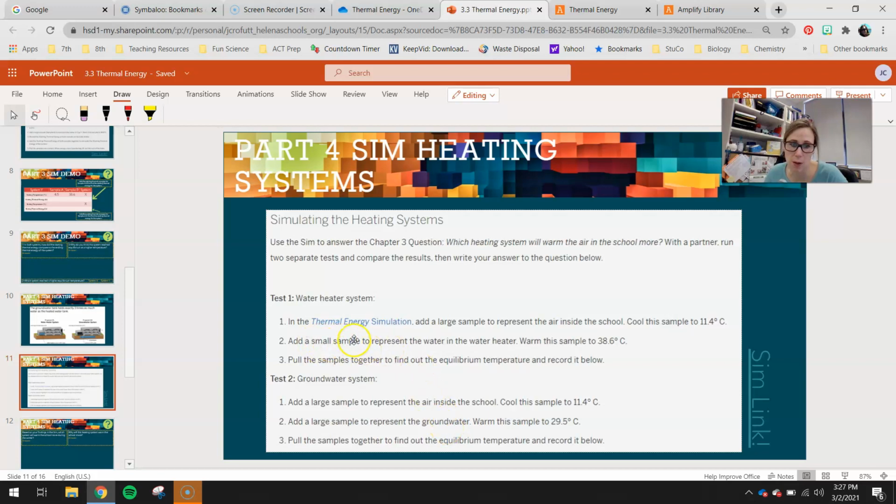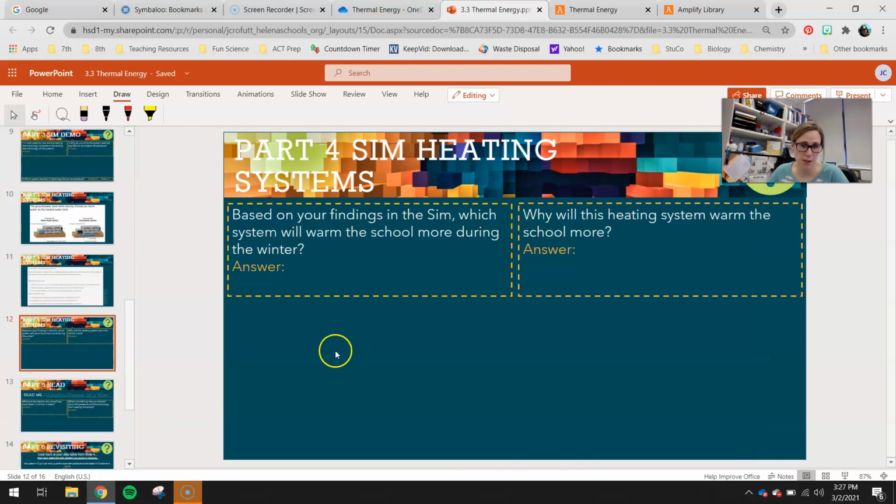So last time we used a small sample, now we're using a large sample. Warm this sample to 29.5, so we're not warming it as much. Last one we warmed to about 38.6. This one we're only warming to 29.5. Pull the samples together to find out the equilibrium temperature and record it below. So you guys will record that here.